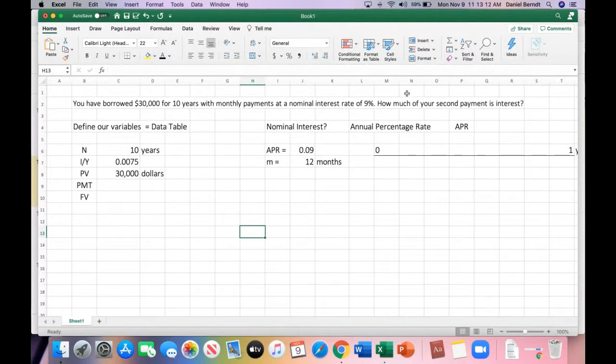It says how much of your second payment is interest. So we know that we're looking for payments. We know that that's the missing variable here, right? So does anybody remember when we're dealing with a loan, what is the future value we hope when we borrow? That's right, Tristan. We hope that it will be zero because if everything goes according to plan, we will have paid that loan off.